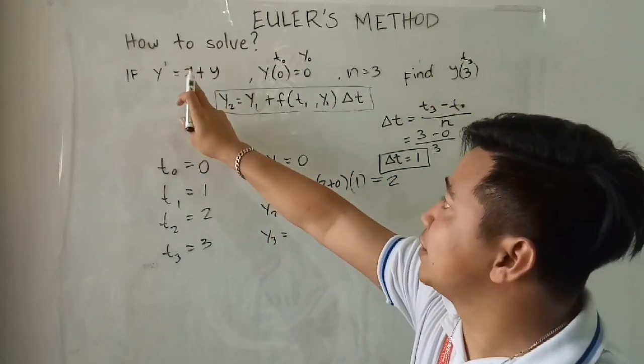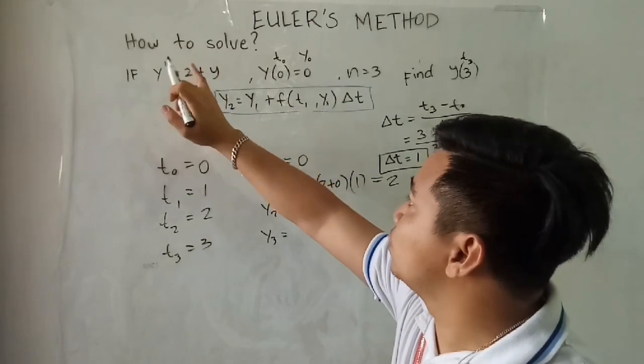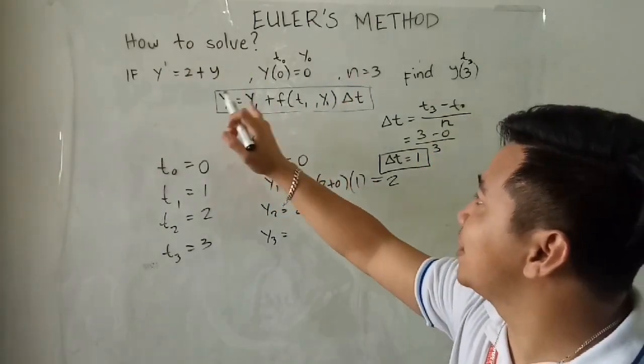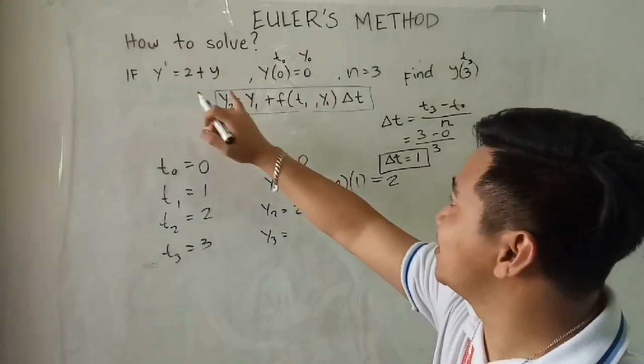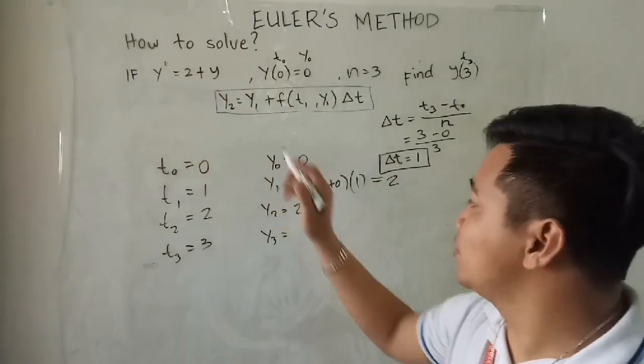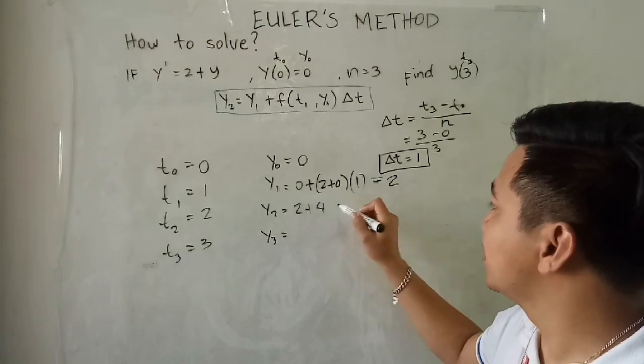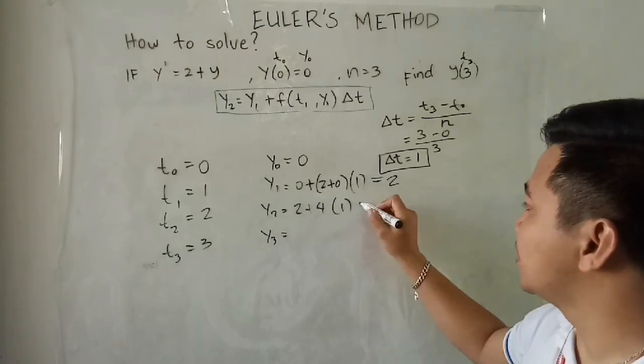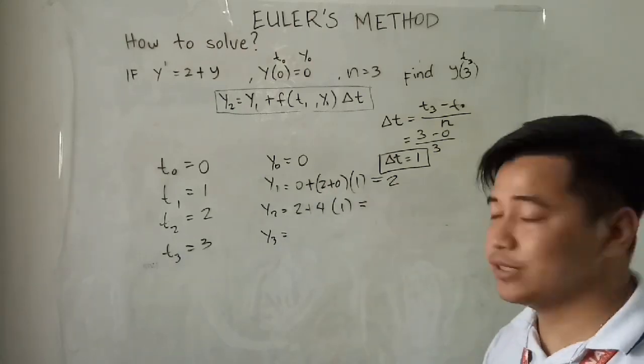Our f here is 2 plus y. Our y1 is equivalent to 2. So 2 plus 2 is equal to 4 times 1. So our value of y sub 2 is equal to 6.